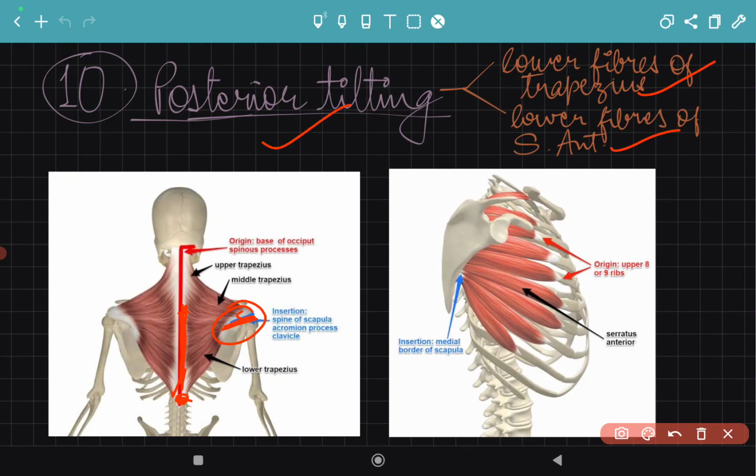Another one, again we know that serratus anterior arises from upper 8 or 9 ribs and has insertion over the medial border of the scapula, and it also performs posterior tilting of the scapula.